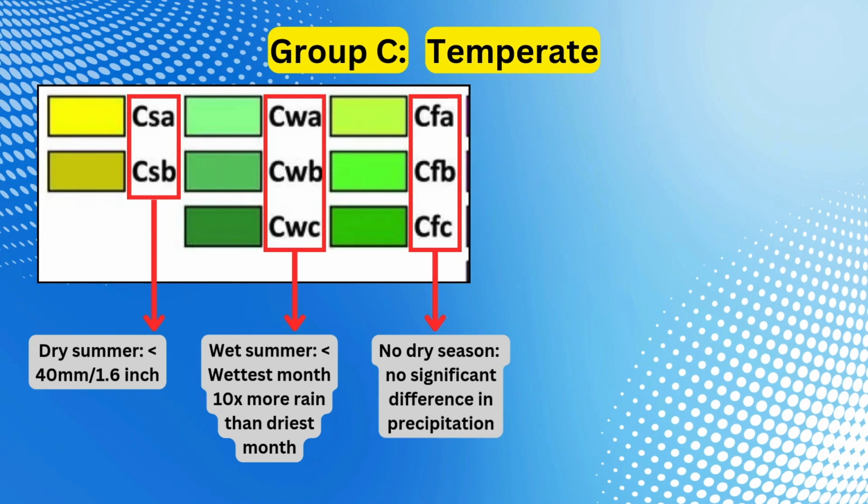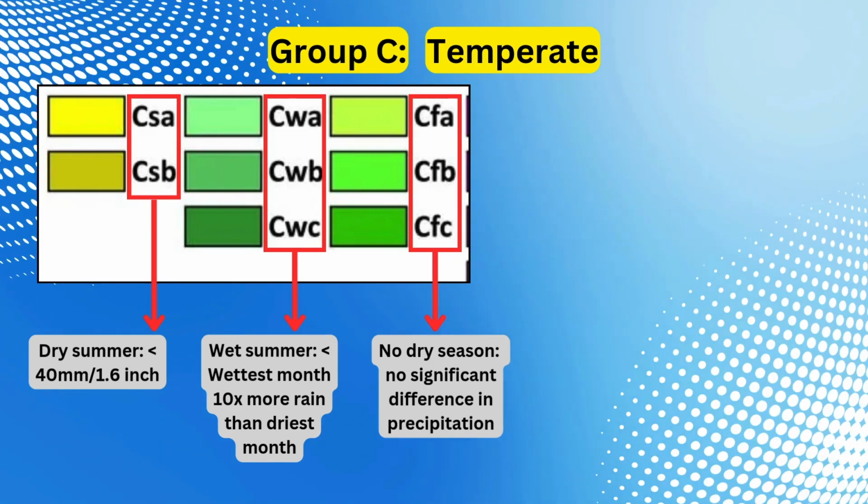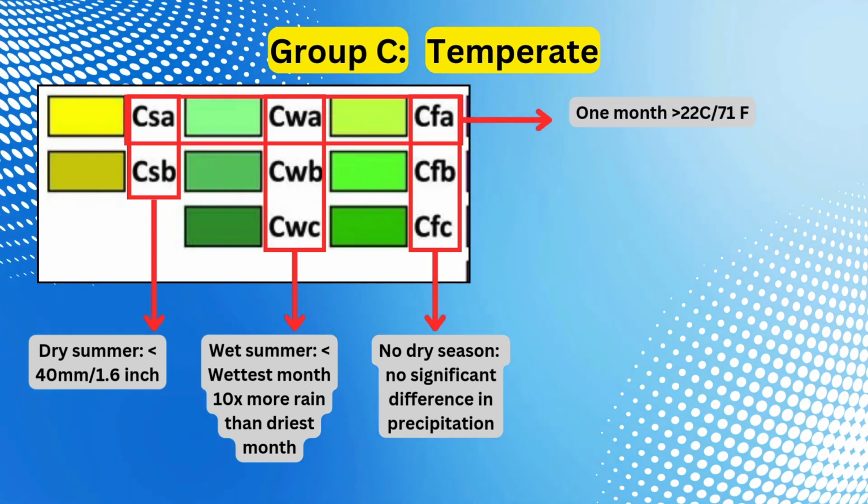These three all have a second letter F, which indicates that there is no real dry season and no true difference in precipitation between seasons. In all of these three categories, a third letter says something about the temperature in summer. If the third letter is an A, it means that there is a hot summer with at least one month with an average temperature of above 22 degrees Celsius or 71.6 degrees Fahrenheit.